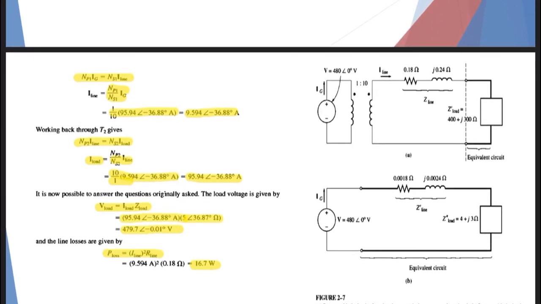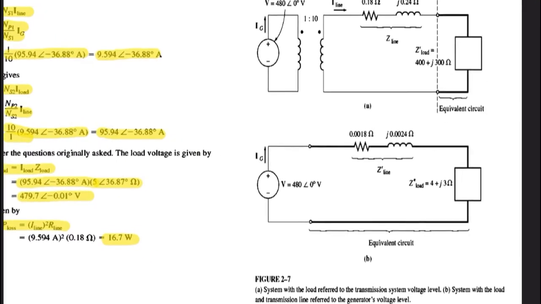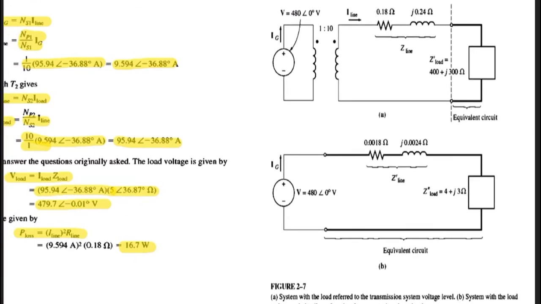And by the way, these are the two figures to show you the equivalent circuit. This is the equivalent circuit after we eliminate the two transformers. This is Z load double dash, and this is Z line dash, after we convert and eliminate the two transformers.